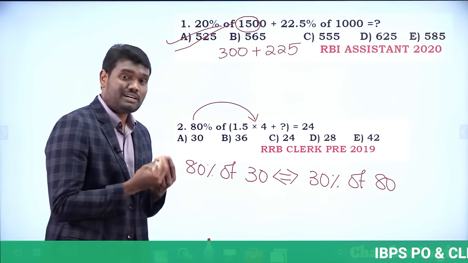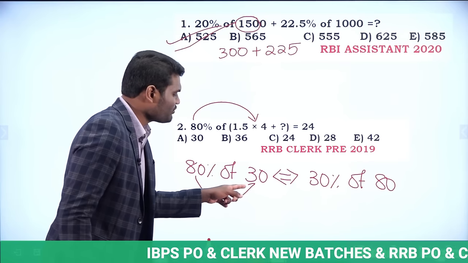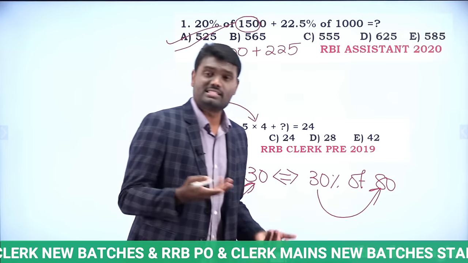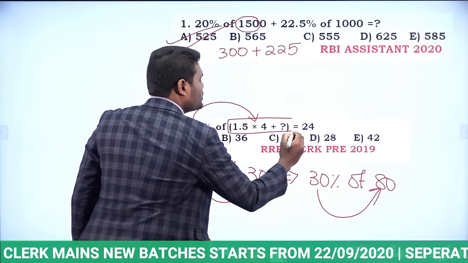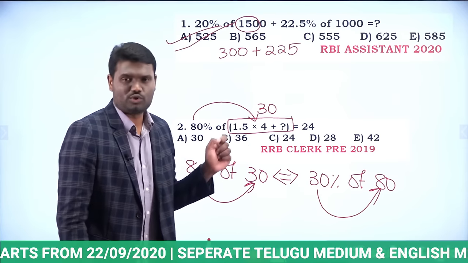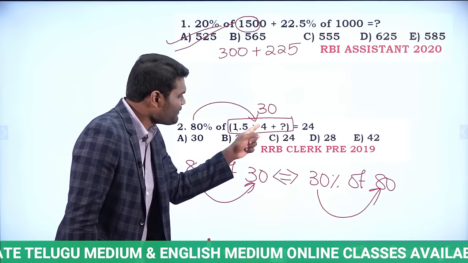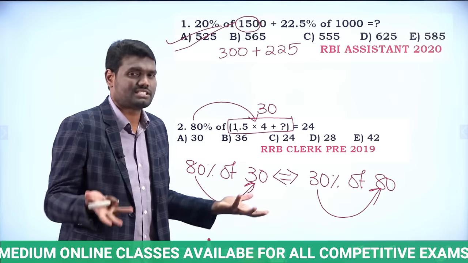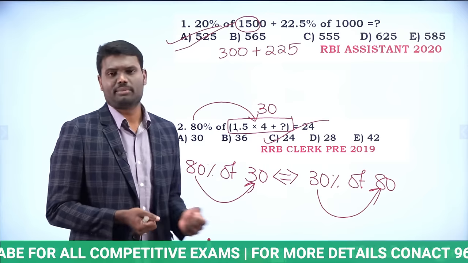Why? Because x percent of y is the same as y percent of x. Now if you look here, 80% of 30 is nothing but 24. Similarly, 30% of 80 is nothing but 24, which means 80% of this value should be 30. Then I can say that 80% of 30 equals 24, which means this value should be 30. If you observe here, 1.5 into 4 is 6, but I need 30. Then 6 plus how much is 30? 6 plus 24 is 30. So I can simply say that this question mark is nothing but 24.